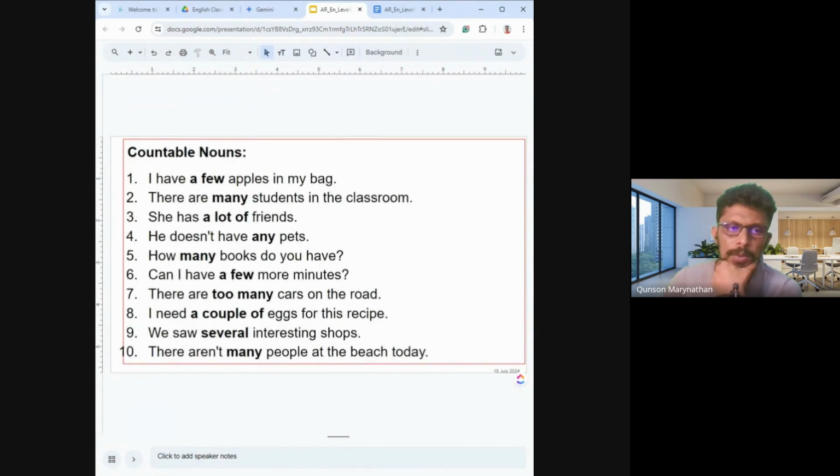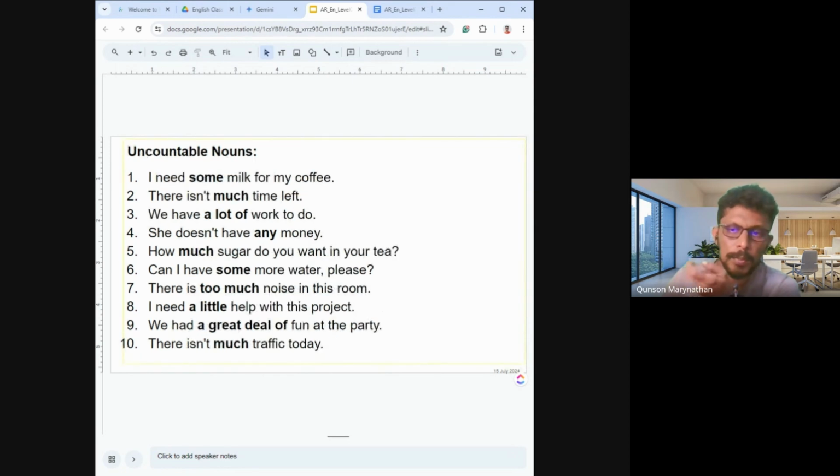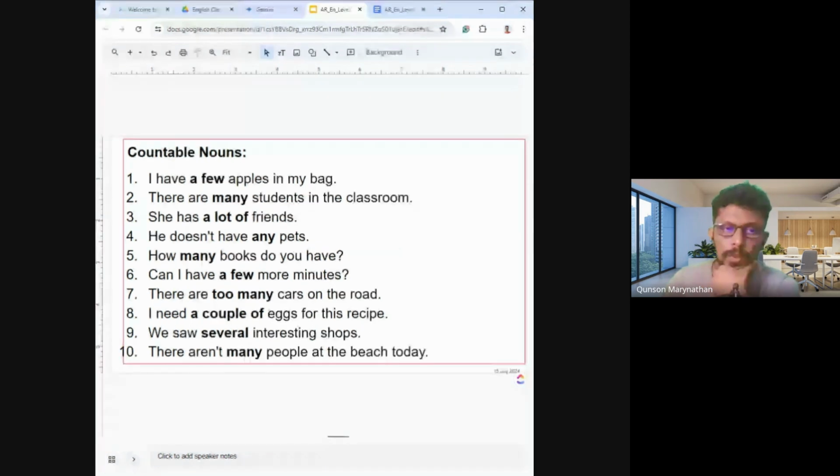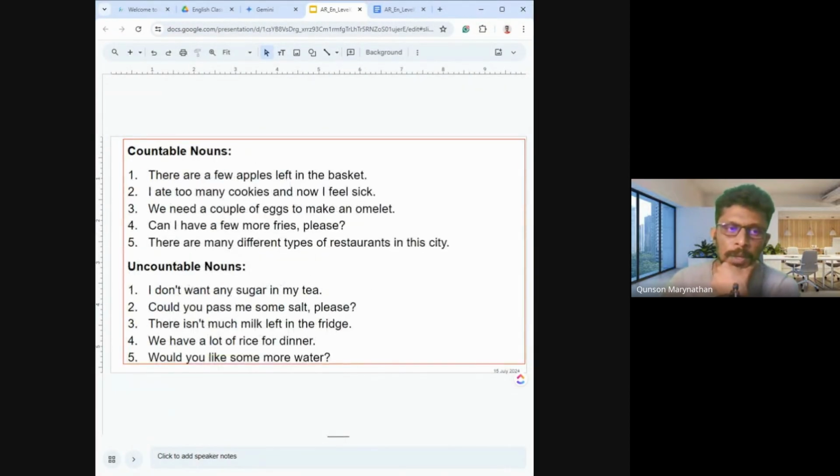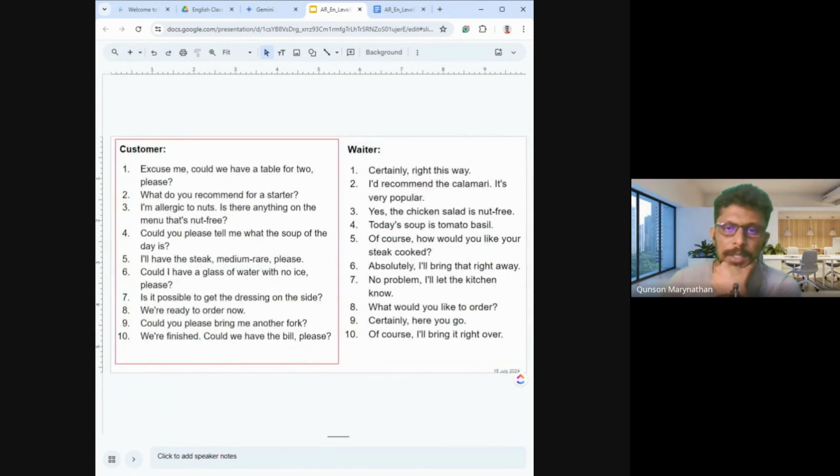We studied countable nouns and uncountable nouns. Countable nouns, you can mention them in numbers. Uncountable nouns, you cannot mention them in numbers. Uncountable nouns: some milk, much time, any money, much sugar. You cannot say 5 sugar, 2 money, 6 milk. You cannot say this. These are uncountable nouns.